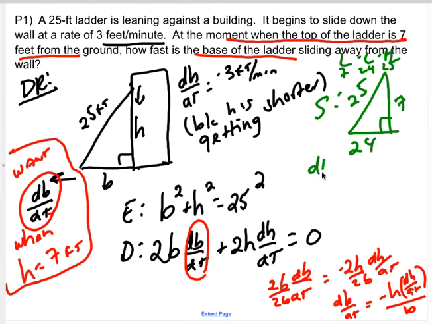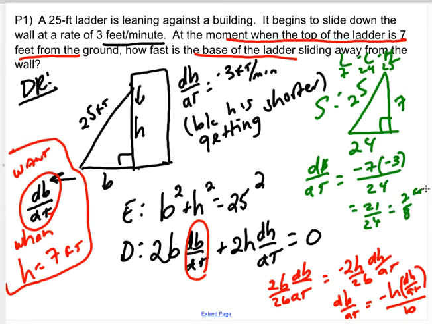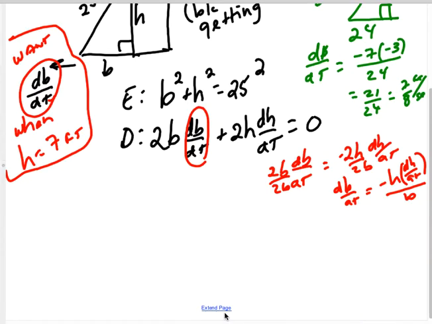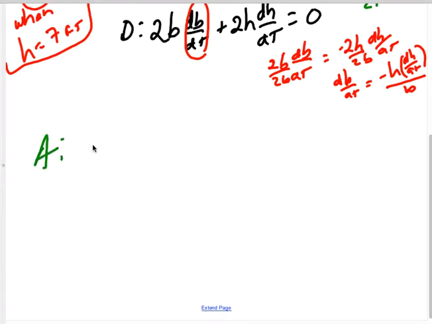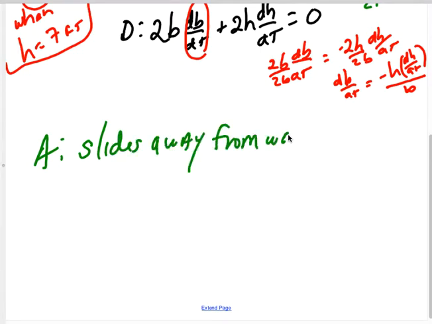The AP very frequently gives you Pythagorean triples in problems. So when I substitute in, I get that db dt is negative h times negative 3 over 24, which is going to be 21 over 24. I could cancel a 3 from that if I want. I get 7/8 feet per second. So let's go down here and answer the question: the ladder slides away from the wall at 7/8 feet per second.